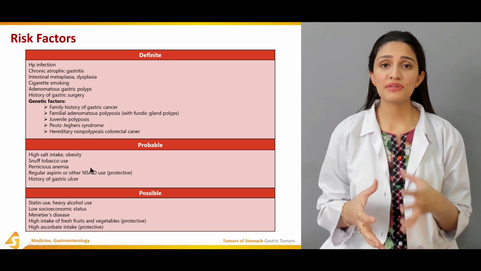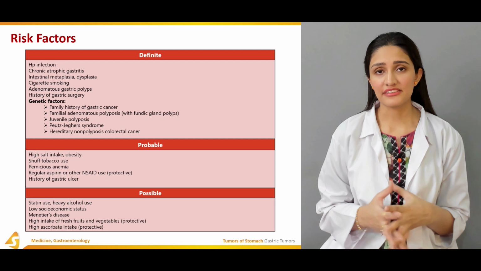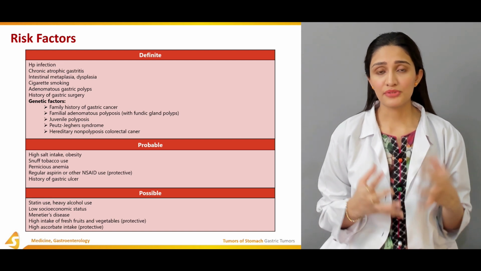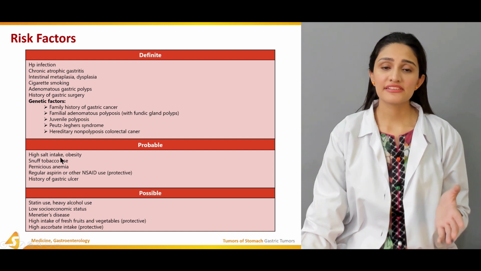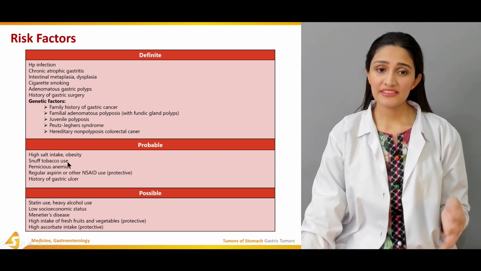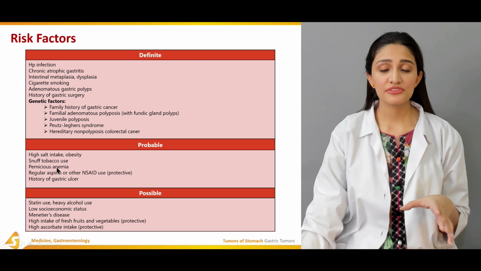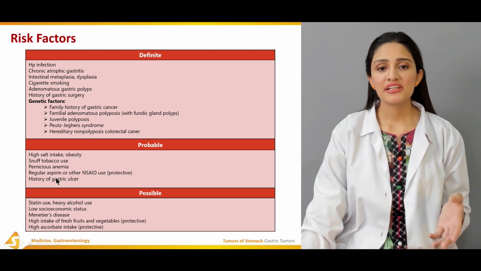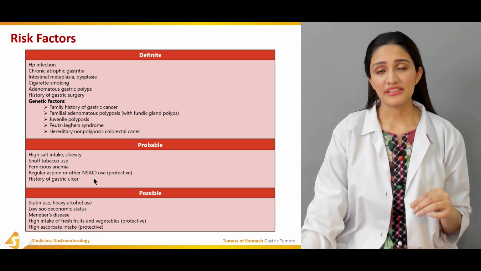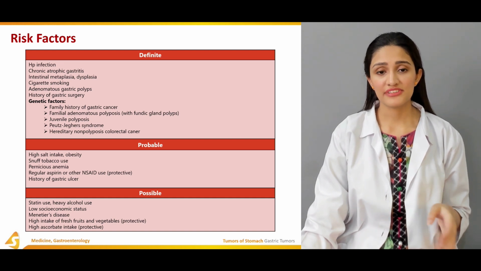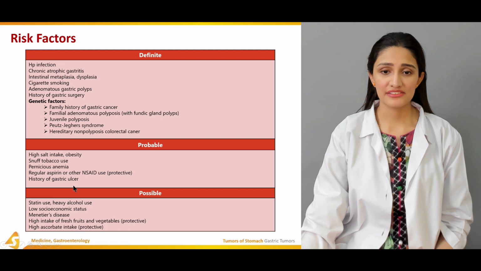Now if we talk about the more probable risk factors predisposing to gastric cancer, these are high salt intake and obesity. Other than that, there is snuff, tobacco use, pernicious anemia, and the history of gastric ulcer. Regular aspirin and NSAID use is a protective method for prevention of gastric cancer.